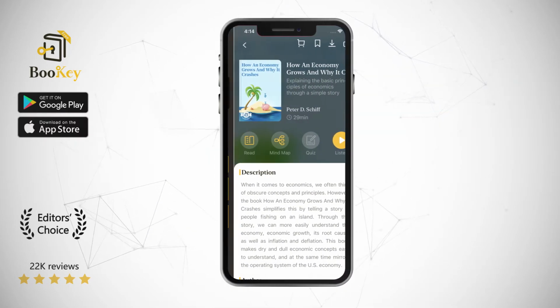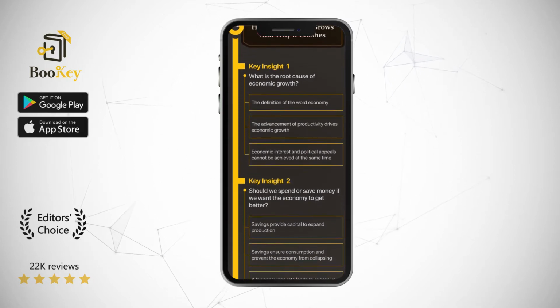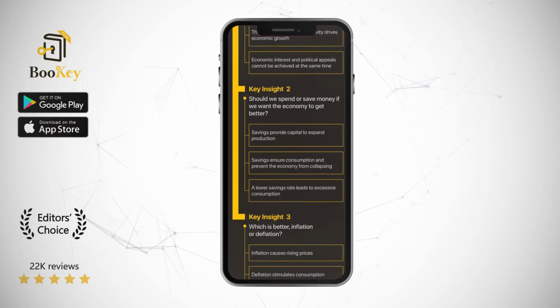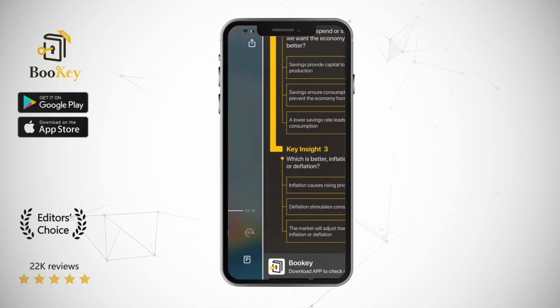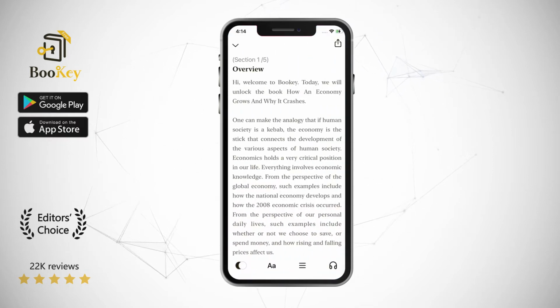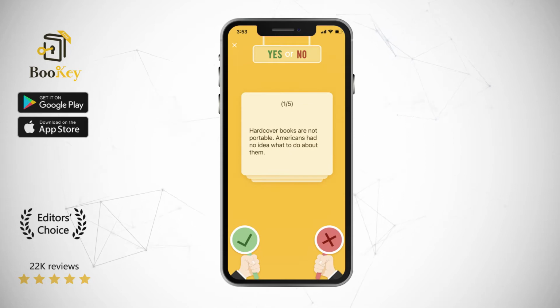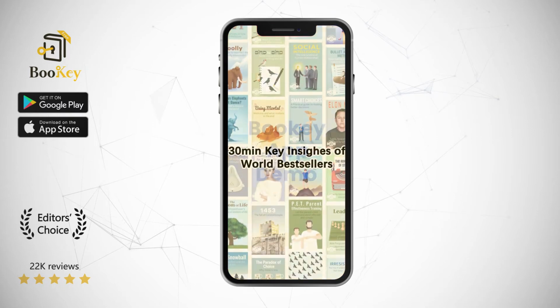One can make the analogy that if human society is a kebab, the economy is the stick that connects the development of the various aspects of human society. Economics holds a very critical position in our life. Everything involves economic knowledge. From the perspective of the global economy, such examples include how the national economy develops and how the 2008 economic crisis occurred. From the perspective of our personal daily lives, such examples include whether or not we choose to save or spend money, and how rising and falling prices affect us.